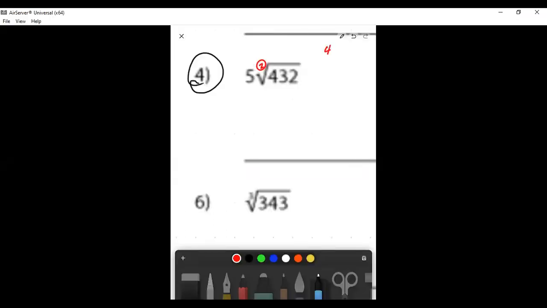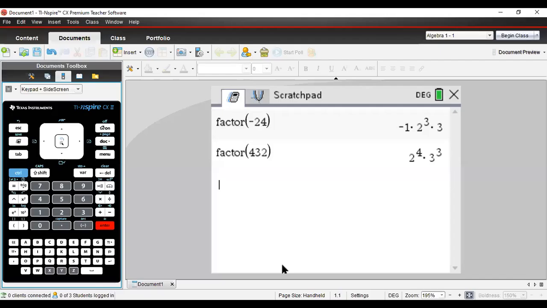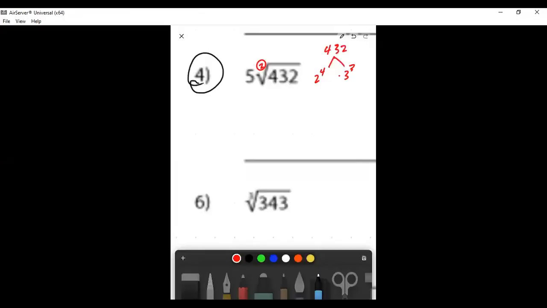So 432 factors to 2 to the 4th times 3 to the 3rd. Was that what I saw? 2 to the 4th, 3 to the 3rd. Yeah, so watch what I do now. If you understand your exponent rules, this is the same thing as 2 times 2 times 2 times 2. And this is the same thing as 3 times 3 times 3. Now, remember, we're looking for pairs. And each pair that you have, you're going to bring outside the house.